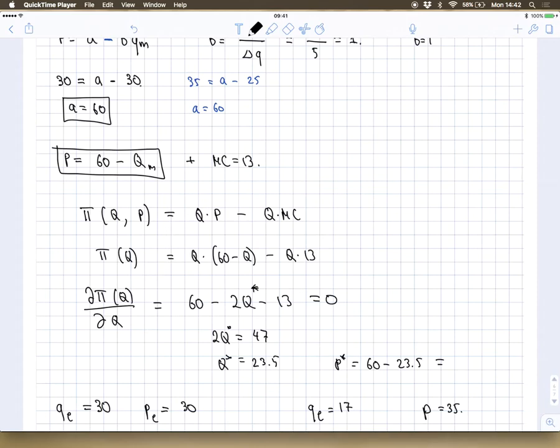Then what would that be? It would be 36.5, the optimal price. Right? Shouldn't you really compare it to 23 and 24 Q?